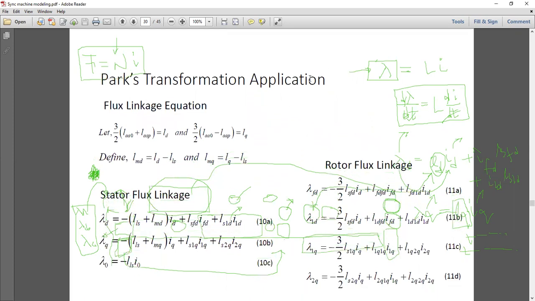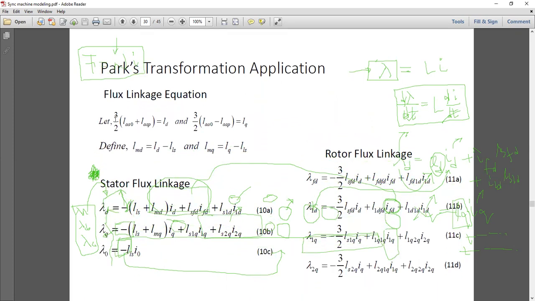So with all this information, what we say is: (3/2)(LAA0 plus LAAP) is my LD, and (3/2)(LAA0 minus LAAP) is the LQ. And then we take up two components for these LD and LQ. What are the two components? LD and LQ, respectively, represent the total inductance along the D axis and the total inductance along the Q axis.